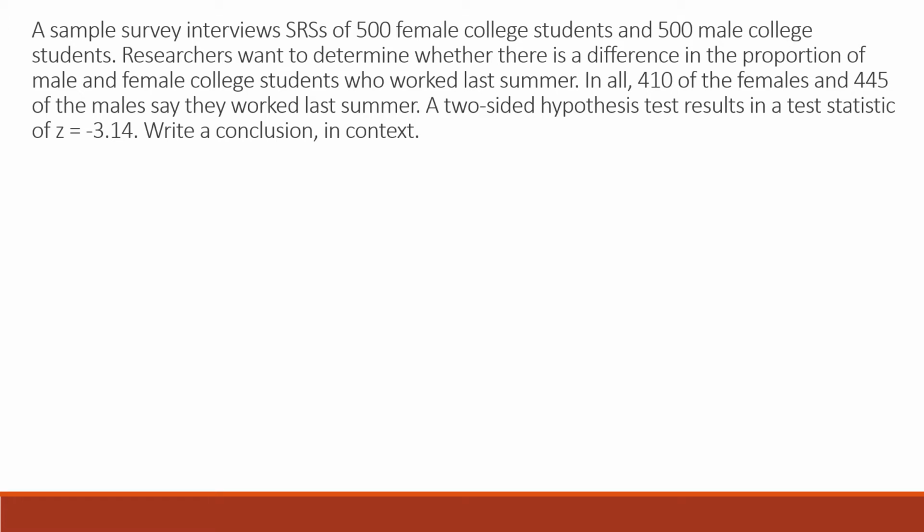Next up, in this problem, we have a sample survey where they interview 500 females, 500 males. They're asking them, did you work last summer? And they want to see, is there a difference in the respective populations of these groups in the proportion of students who worked last summer? They do a two-sided hypothesis test, and instead of giving us a p-value here, they give us a z-score. Write a conclusion in context.